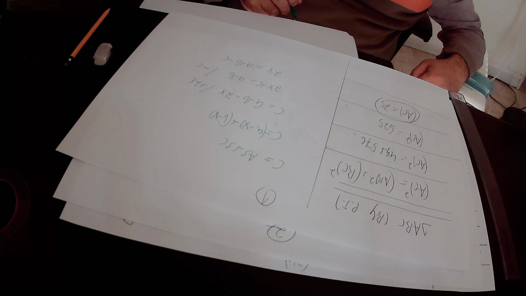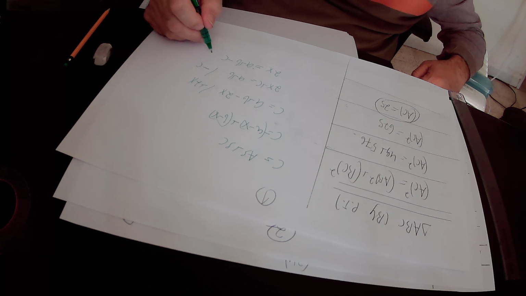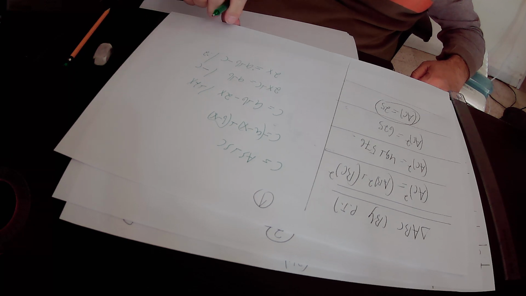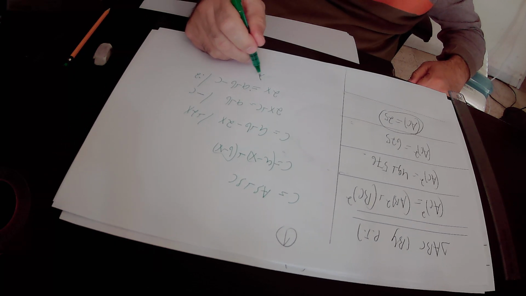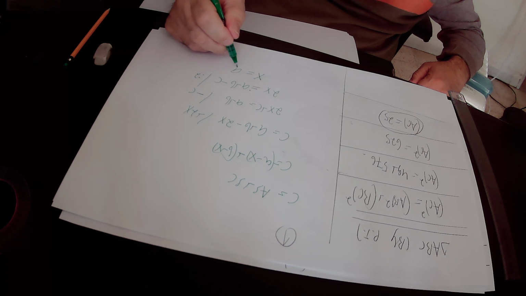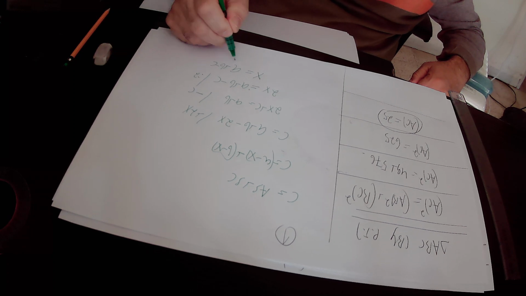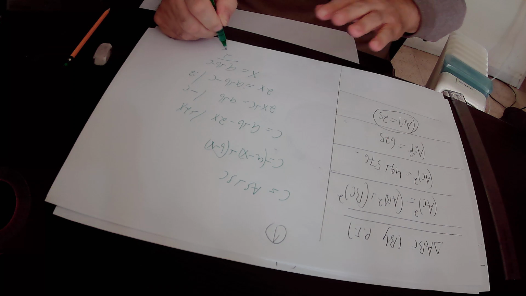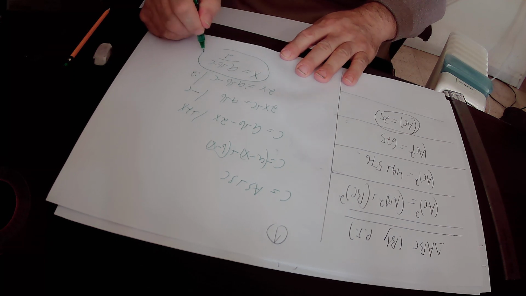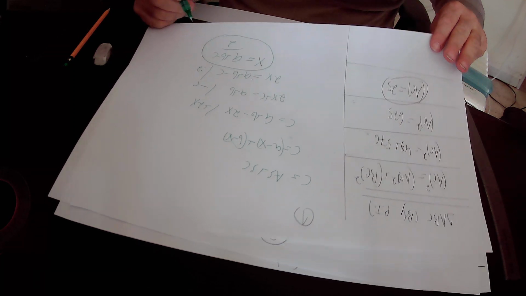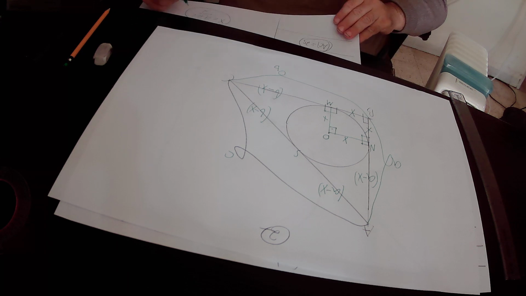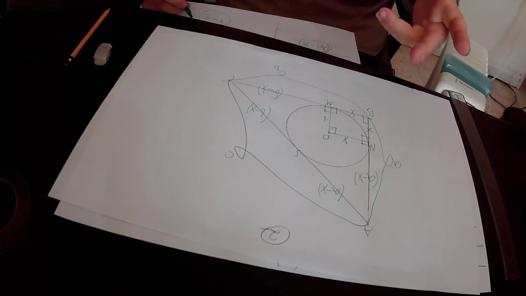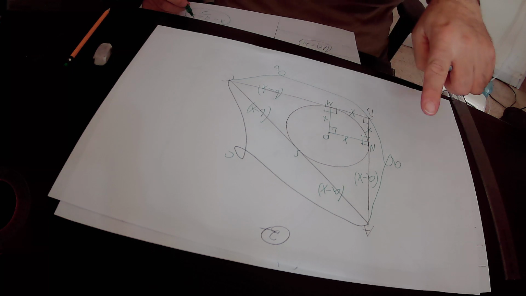So 2X equals A plus B minus C. We'll divide this equation by 2. And finally we get that X, that is the radius of the circle, equals A plus B minus C over 2. So in this way we actually created a general formula that will help us to find the radius of any circle that is blocked by a right angle.